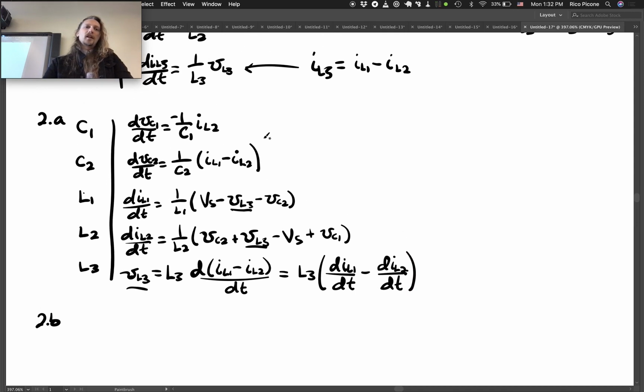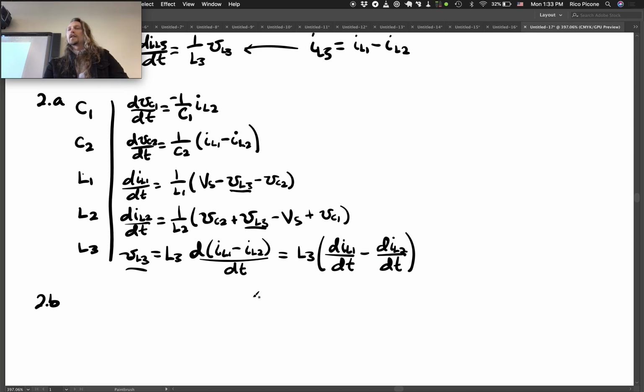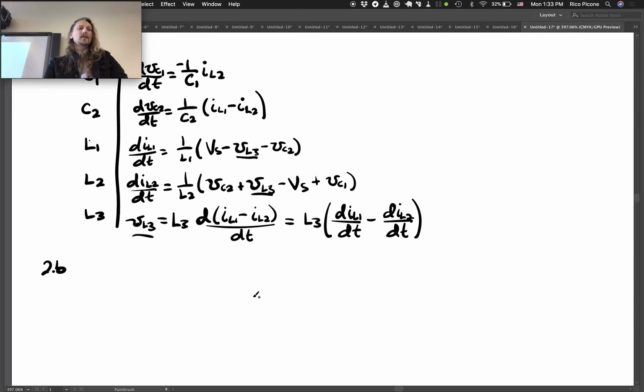Let's look for a moment at these first two equations. VC1, IL2, both state variables, right? So we don't need to do anything to this equation. It's already a state equation. This equation, VC2, IL1, IL2, it's already a state equation. It's just the L1 and L2 equations that require us to do this substitution to eliminate those variables. So let's focus there. Let's plug in the L3 equation into the L1 equation and the L2 equation.